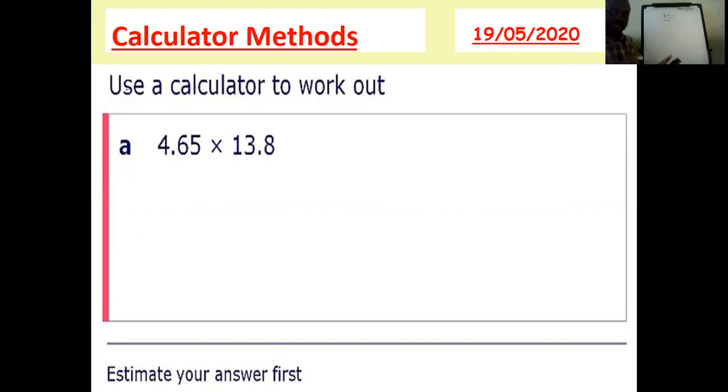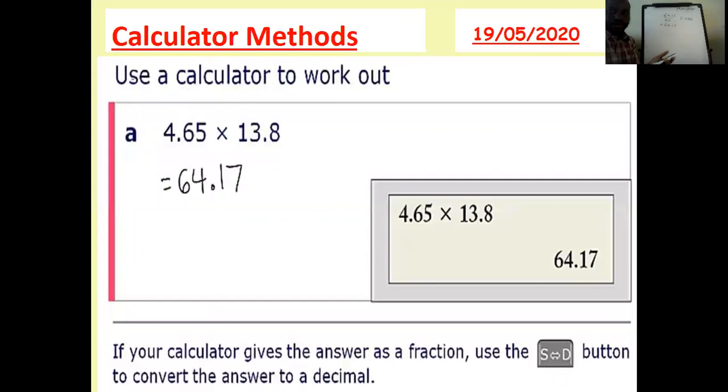However, you can easily do that in the calculator by pressing the SD button, and that will give you 64.17. That is the answer. So, if a calculator gives the answer as a fraction, use the SD button to convert the answer to a decimal.